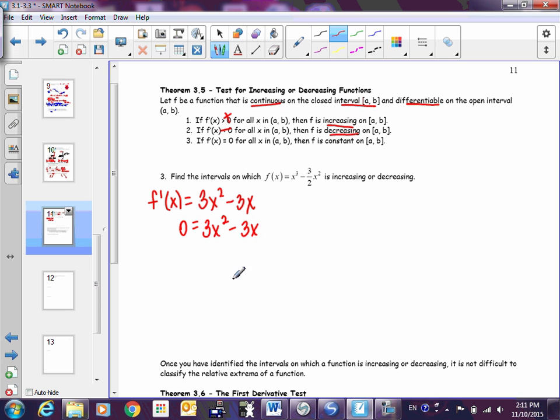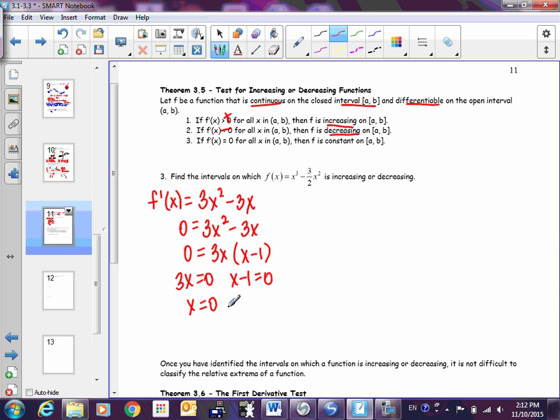And now you've got to solve this equation. And this is the part where some problems get really difficult, solving this equation. Here, though, we're just going to factor. Factor out the 3x. What's left is an x minus 1. And when you factor like that, you can set each part equal to 0.